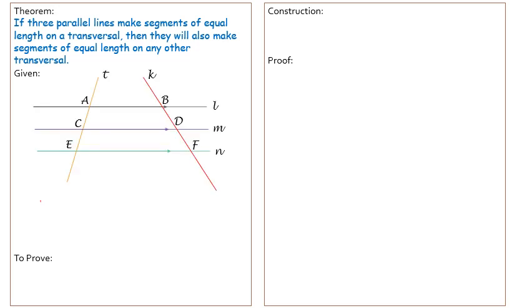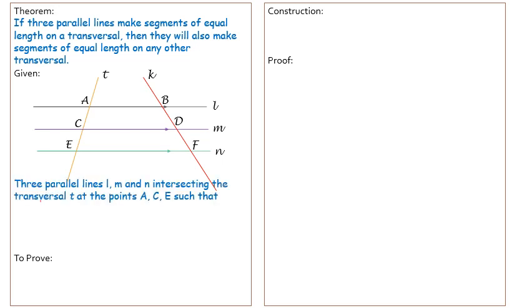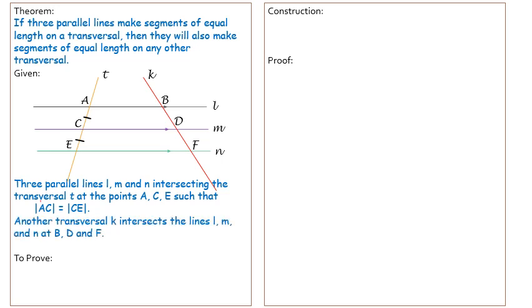We have this diagram with parallel lines L, M, and N, and transversals T and K. So what do we have? Three parallel lines L, M, and N intersecting the transversal T at the points A, C, and E, such that AC is equal to CE. So the line segment from A to C is equal in length to the line segment from C to E. Another transversal K intersects the lines L, M, and N at B, D, and F. That's what we've got to start with.